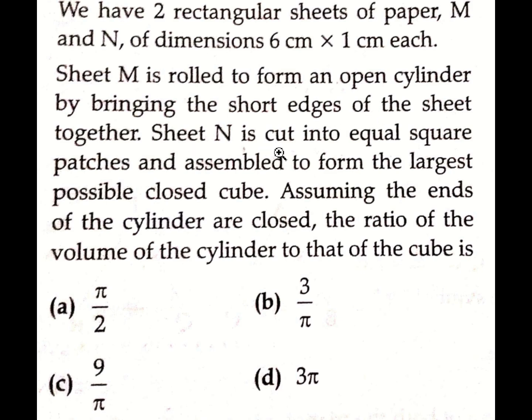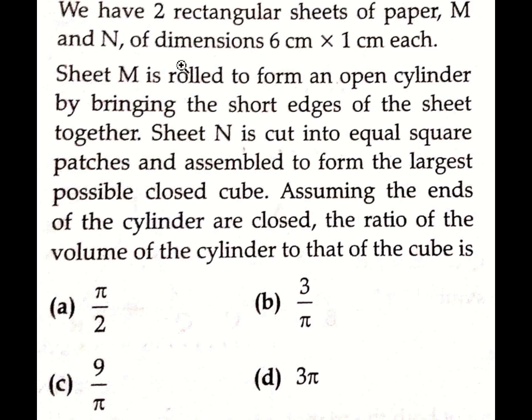And sheet N is the other one. It's cut into equal square patches. We have another rectangular sheet N, and that is cut into equal square patches, and it is assembled to form the largest possible closed cube, assuming the ends of the cylinders are closed.